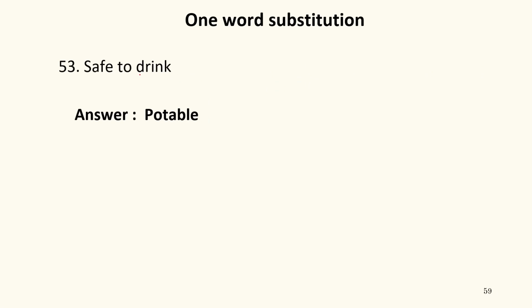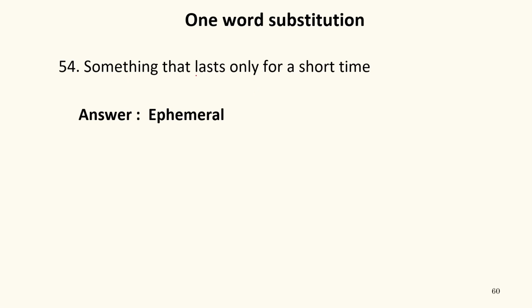Safe to drink. Now, when we say drinkable water, the thing that is safe to drink means you are safe if you drink that particular thing. That is potable. Something that lasts only for a short time is called ephemeral, and one that lasts for a long time is called eternal. So eternal is a thing that lasts for a long time.